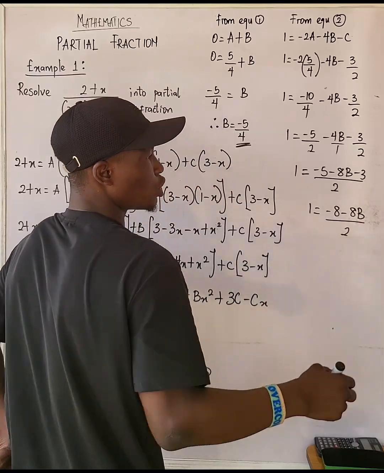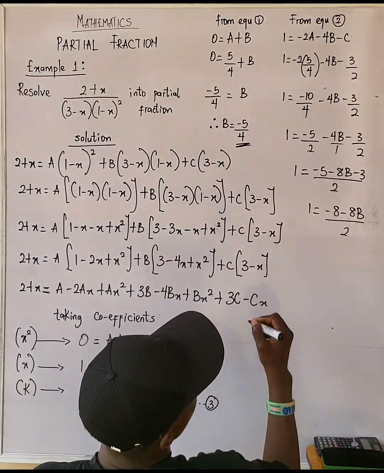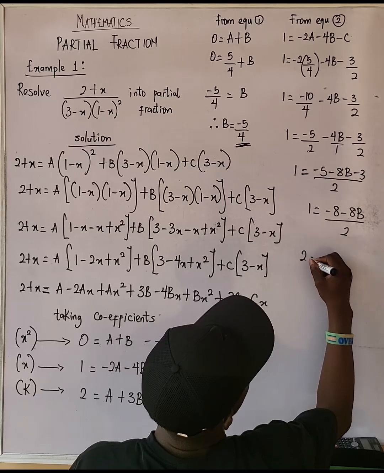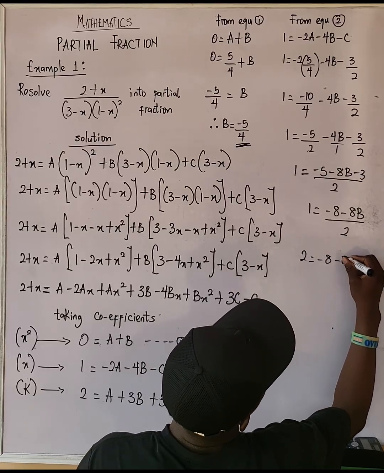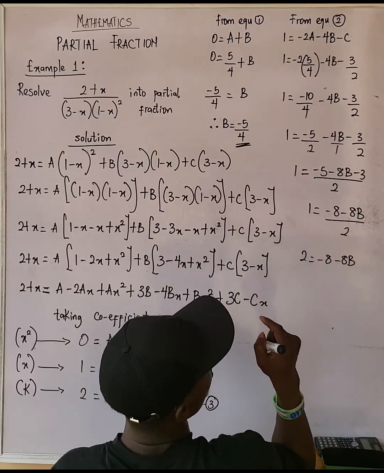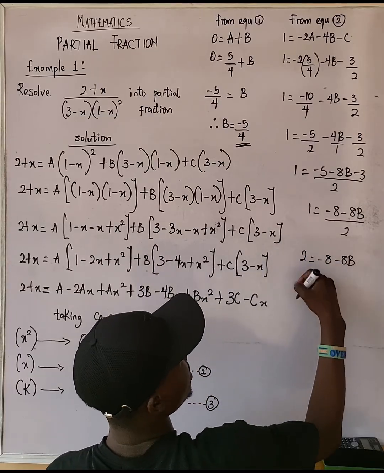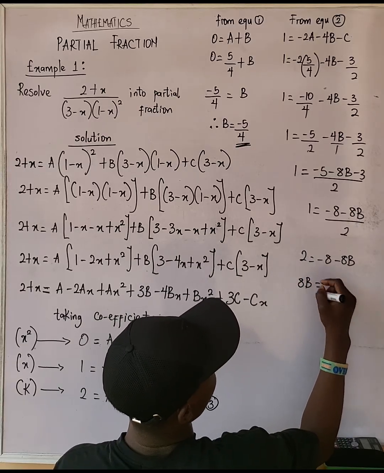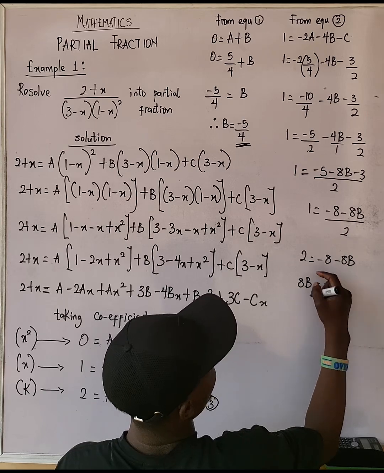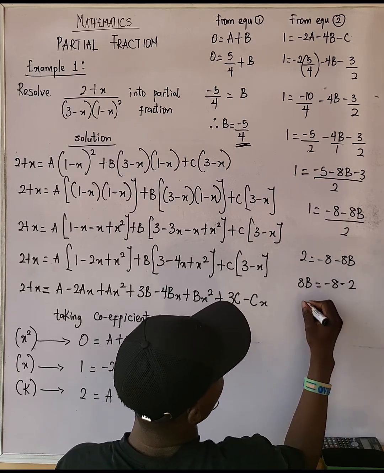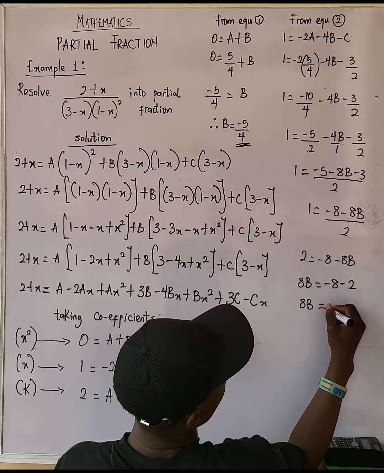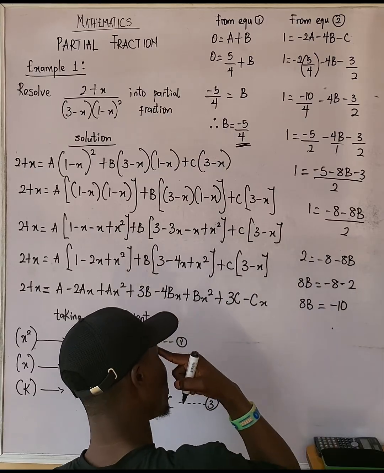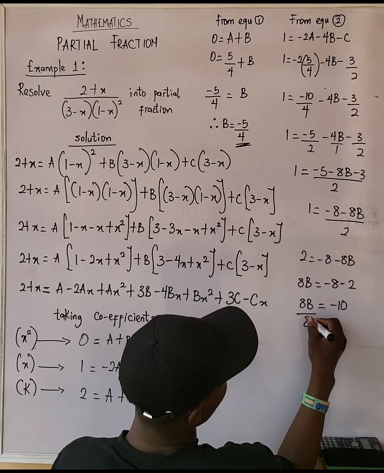So what do we do? We cross multiply. So when you cross multiply, what are you going to have? We're going to have 2 is equal to minus 8 minus 8b. 2 multiplied by 1 is 2. So what do we have? Let's take minus 8b here. When minus 8b crosses, it will change to 8b. Then we have minus 8. When 2 crosses, it will change to minus 2. So that will give us 8b equals to what? Minus 10. Minus 8 minus 2 is minus 10. So we divide both sides by what? 8.